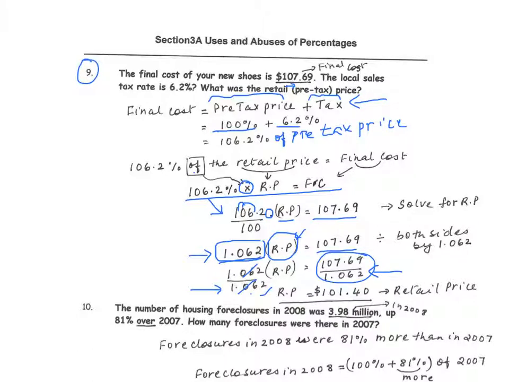101.40. So if your shoe has a retail price of 101.40, which is the pre-tax price, when we add the tax on, the final cost is what is given to us, which is 107.69.